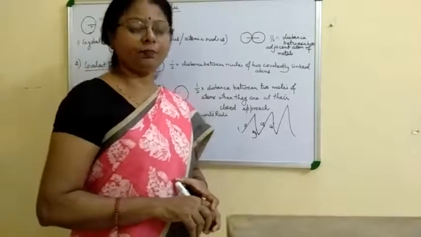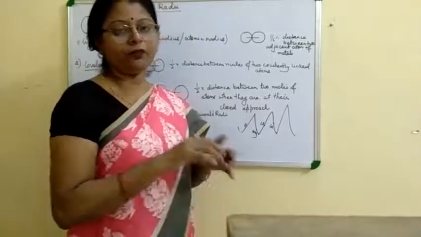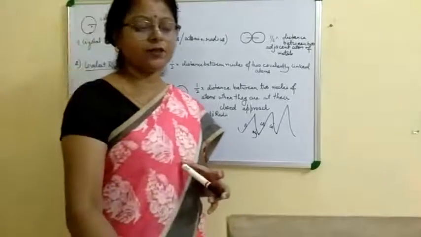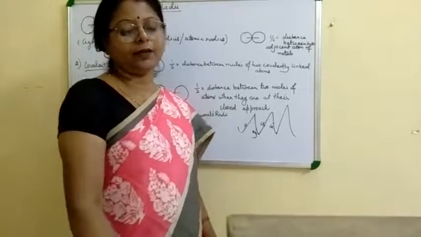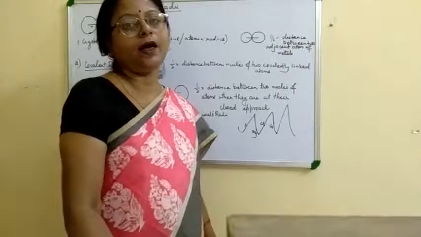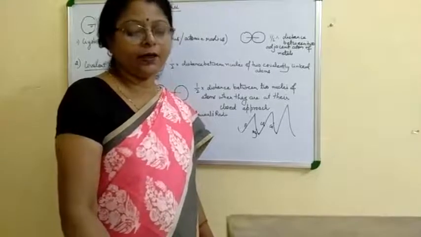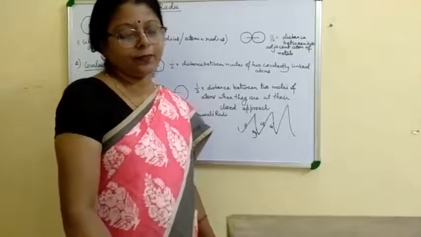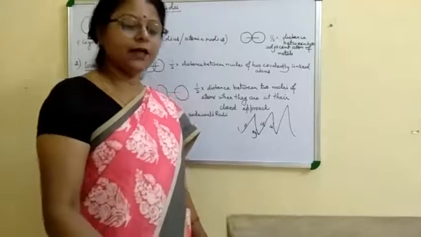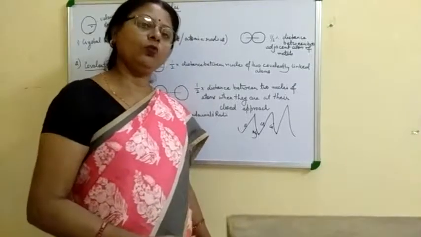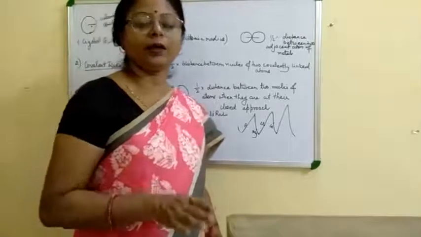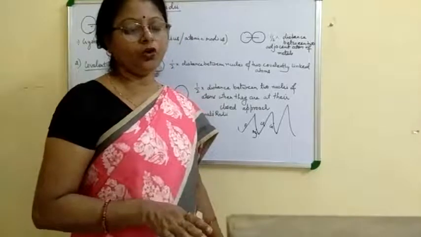Now variation across the period. On moving left to right in a periodic table, atomic volume of the element first decreases and then increases. Means up to third group it decreases, and beyond the fourth group it starts increasing. Variation in a group: atomic volume increases regularly on moving down the group. So these are the two properties, atomic radius and atomic volume of the elements.